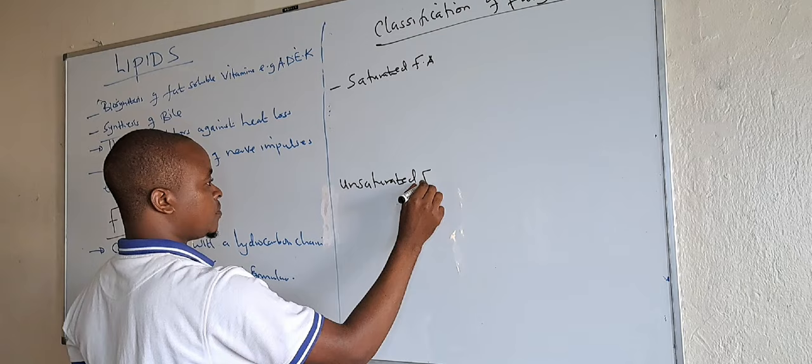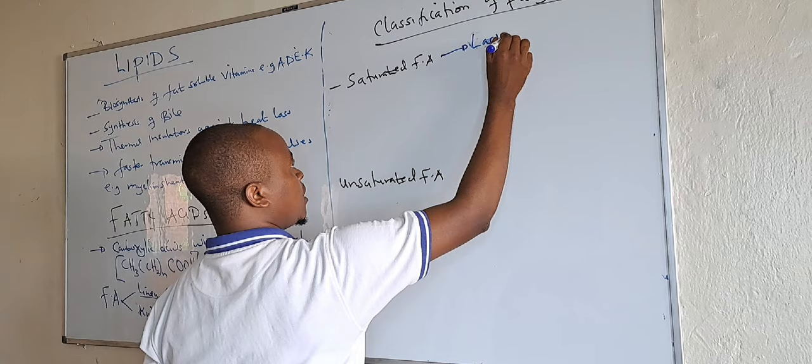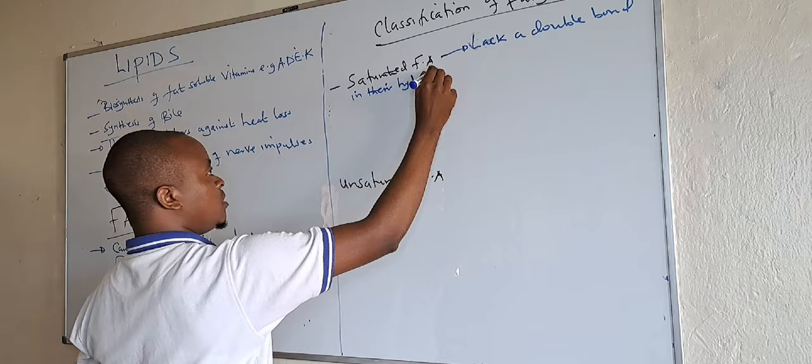Where are the saturated fatty acids? These ones we are saying they lack, or they have no double bond. They lack a double bond in their hydrocarbon chain.